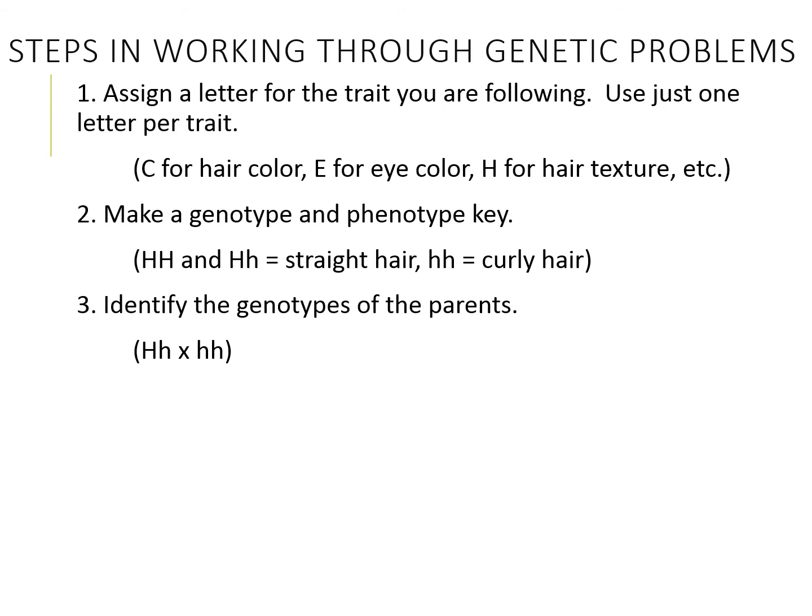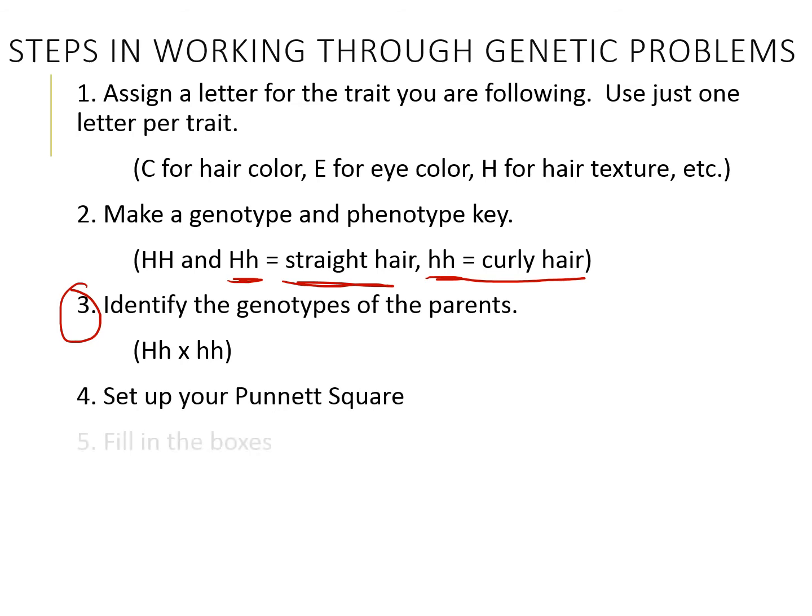So the kind of problem I might give you in this context, I might tell you all of the information I've just told you and then say, so this is the cross. A heterozygous straight-haired person has a child with a curly-haired individual. And then I might ask you, what is the probability that they will have an offspring who has curly hair? And it'd be 25%. Set up your Punnett square, fill in the boxes, analyze.